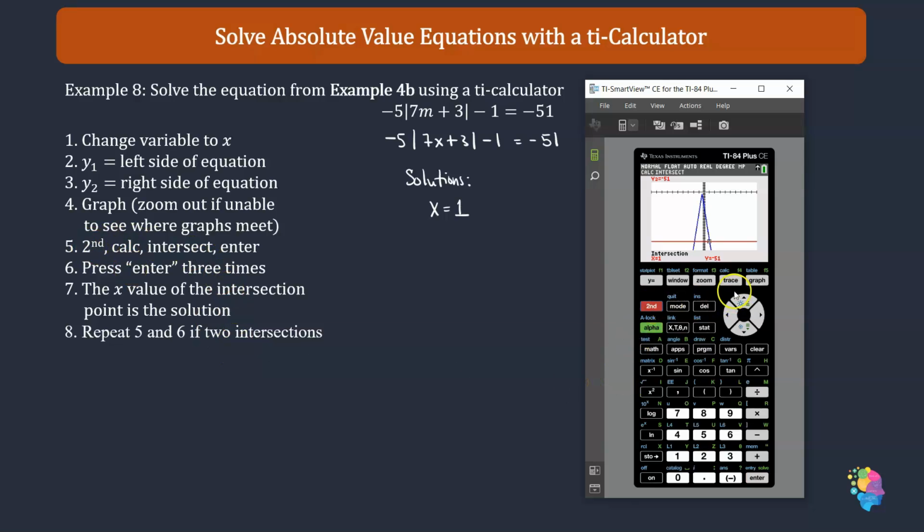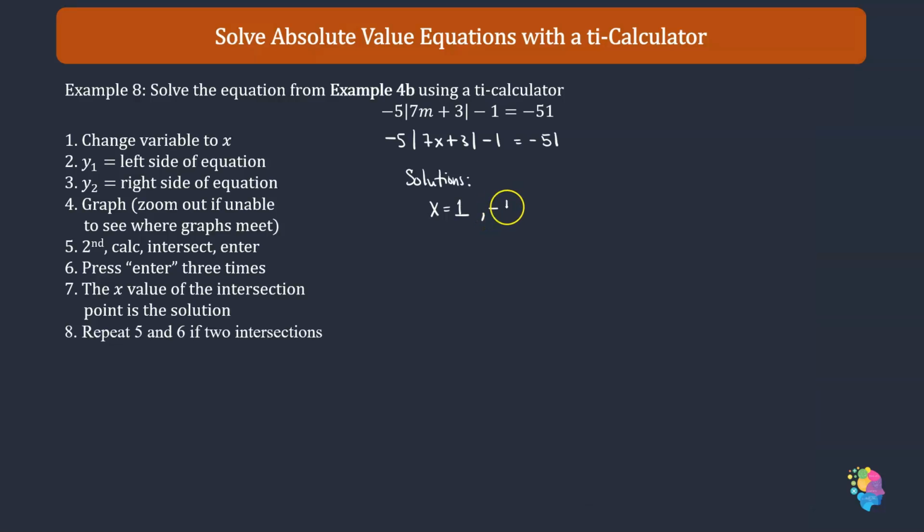We're going to press second, calculate, down to intersect, and press enter, but I don't want this solution. I already have the solution. I'm going to move to the left. I'm going to move my cursor to the left so that I am close to the other solution. That's close enough. Press enter once, press enter twice, press enter 3 times. And this one reads that the solution is negative 1.8571. Okay. I'm just going to do negative 1.86.